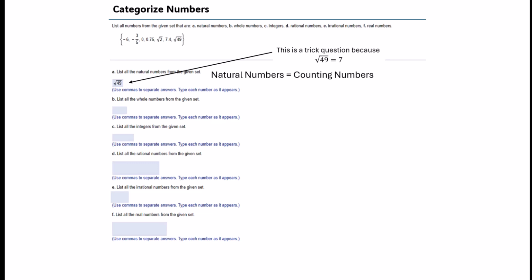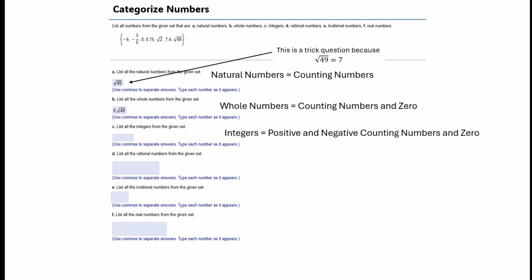B, list all the whole numbers from the given set. Whole numbers are your counting numbers and 0. We would have 0 and the square root of 49, which is 7. C, list all the integers from the given set. Integers are the positive and negative counting numbers and 0. There we go. -6, 0, the square root of 49, which is 7.